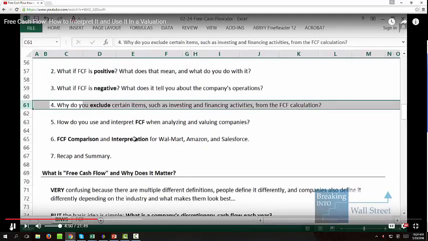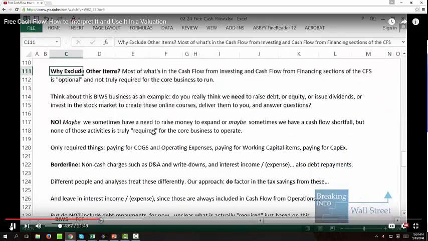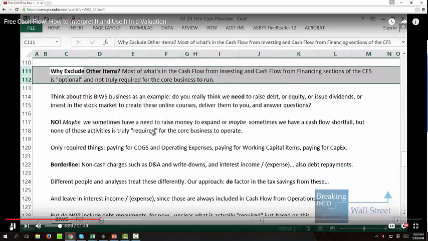Why do you exclude certain items such as investing and financing activities other than Capex from the FCF calculation? The easiest way to think about it is that most of what's in these sections is optional and it's not truly required for the core business to run. So if you have a business selling online courses as we do, you don't need to raise debt or equity to sell those courses. That's just a way to fund the business operations, but it's completely different from an item like deferred revenue or accounts receivable, which speak directly to what customers are paying us and what we're collecting in cash for the business, for the products that we sell.